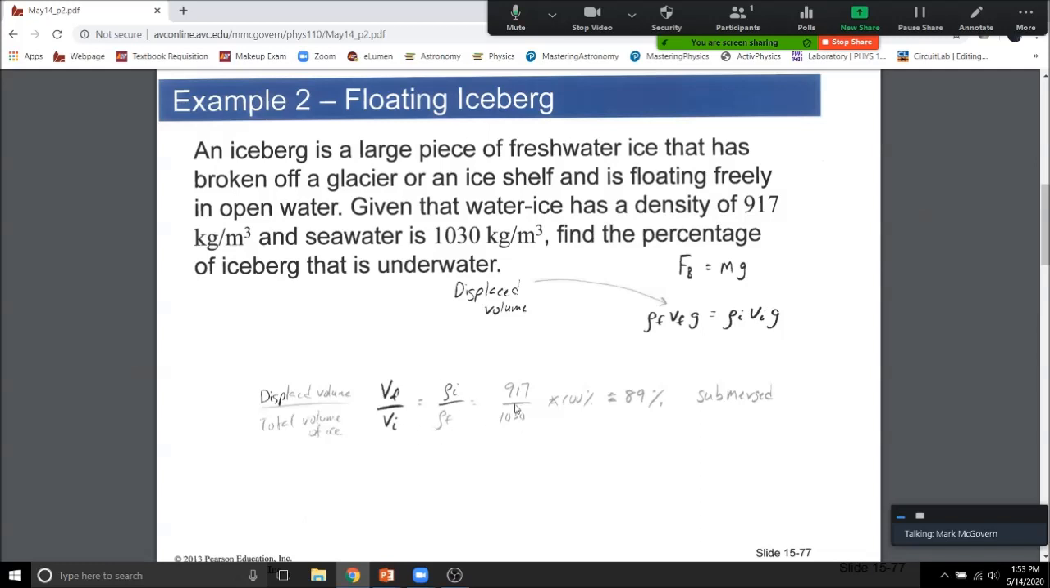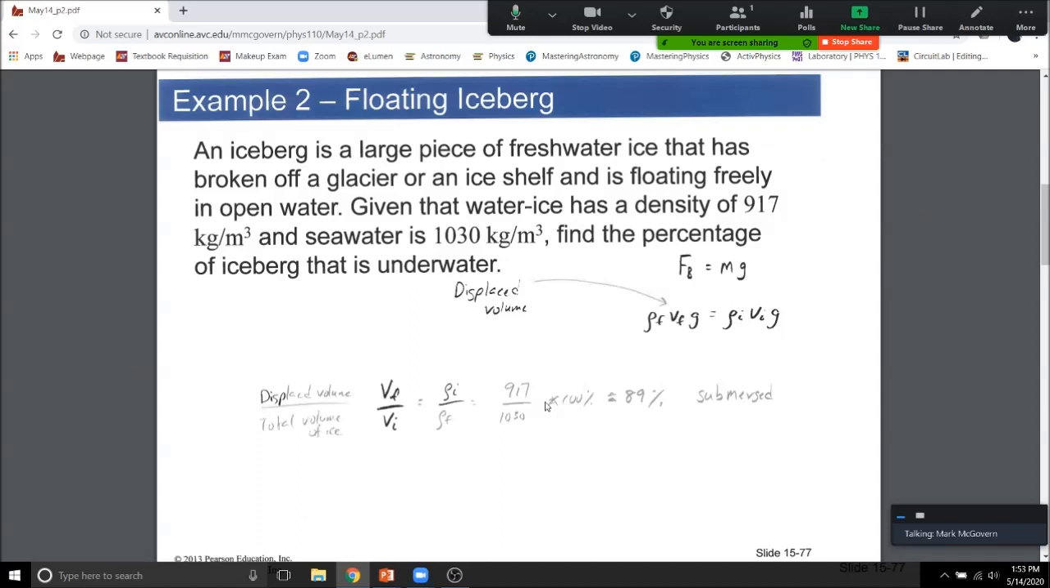Salt water is what we're going to use here. Ice has a lower density. It's 917 kilograms per cubic meter. The salt water is going to be 1,030 kilograms per cubic meter. And with this ratio, when you multiply that by 100%, we get the ratio is 0.89. As a percent it is 89%. And so what this means is that 89% of the iceberg is submerged.